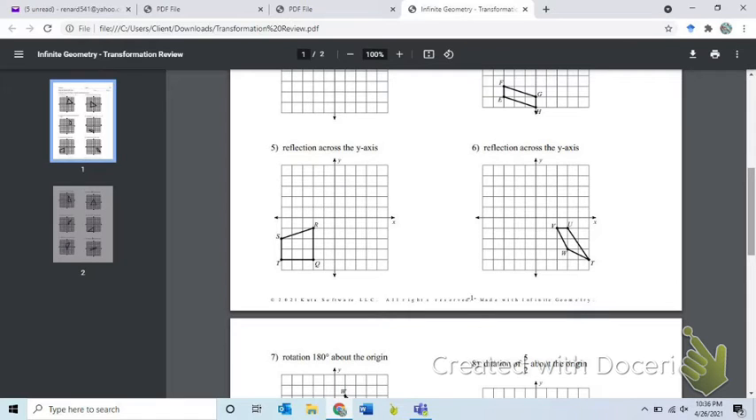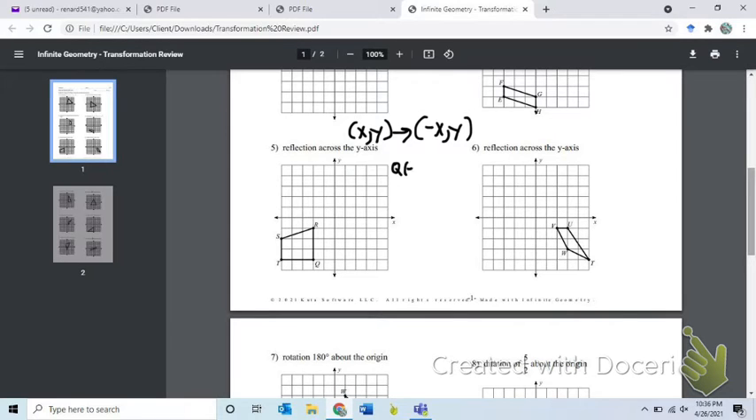Next up, we have a reflection across the y-axis. A reflection across the y-axis, all it does is change the sign of the x. If this was the x-axis, it would be the other way around. It would be x, y goes to x, negative y. But it's not. It's the y-axis, so we just switch the sign of the x.